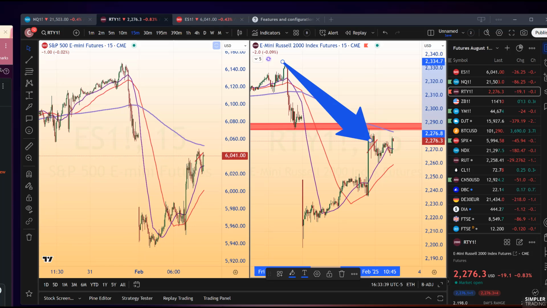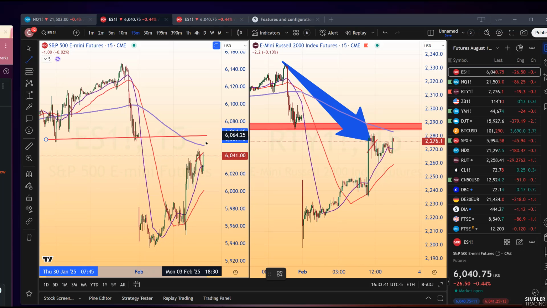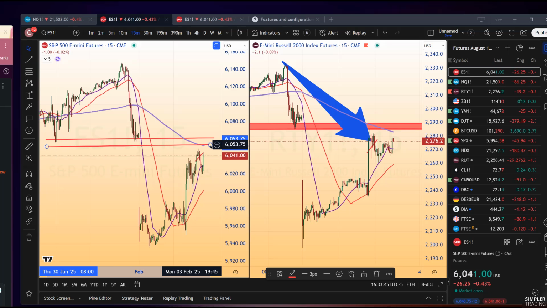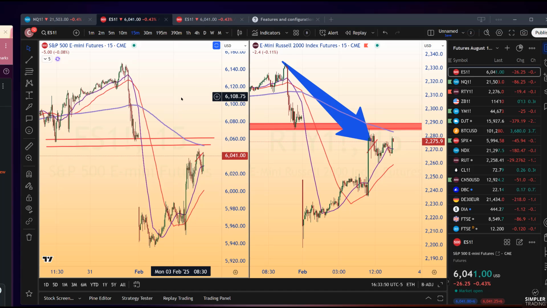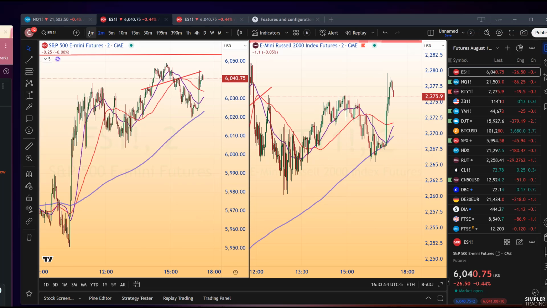So you had these gaps. You see the gaps from last night. Those ugly gaps, whether it's the Russell on the right or the ES on the left. When it approaches that, because it doesn't have to go to it, you're looking for your short entry.